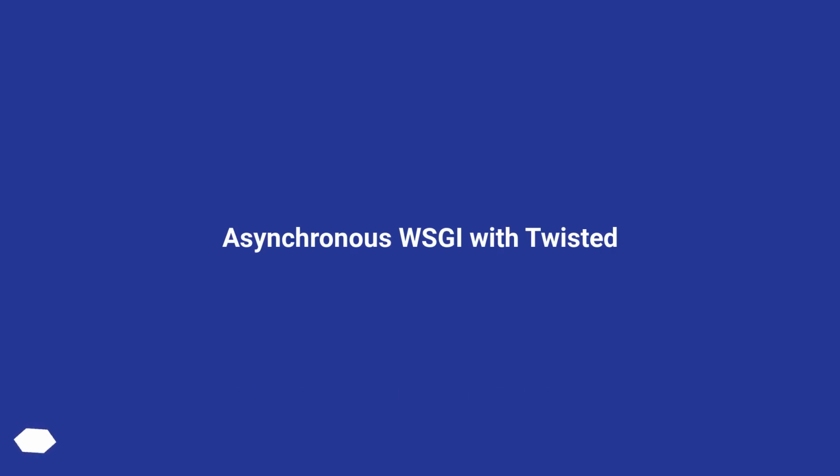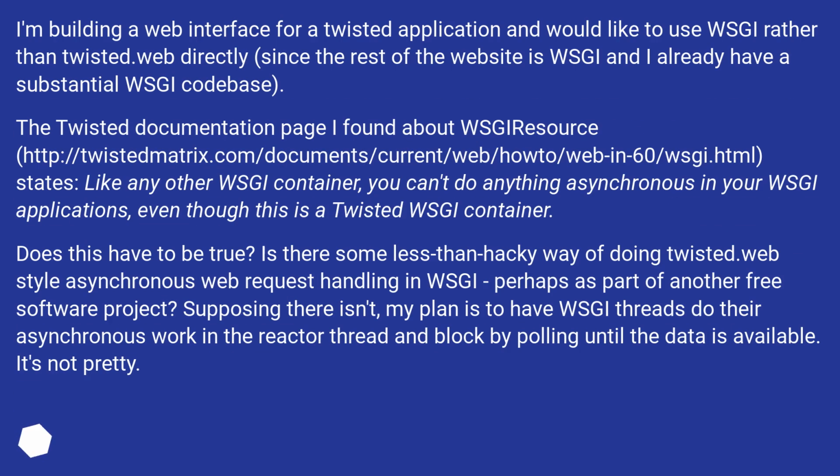Asynchronous WSGI with Twisted. I'm building a web interface for a Twisted application and would like to use WSGI rather than Twisted.web directly, since the rest of the website is WSGI and I already have a substantial WSGI codebase.